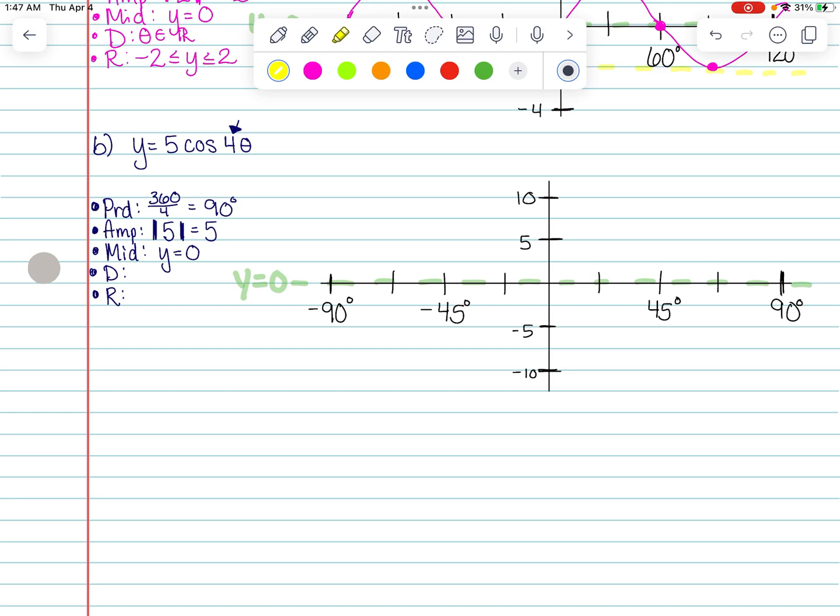Cosine typically starts at its maximum. In this case, the maximum is going to be 5 because that's the amplitude, and the amplitude goes above and below that midline. You don't need these little yellow highlights, but if they help, you can do that. Now, my graph did not flip over, so I'm still going to start at the maximum. If it did flip over, maximums become minimums, and I would have started at the minimum instead.